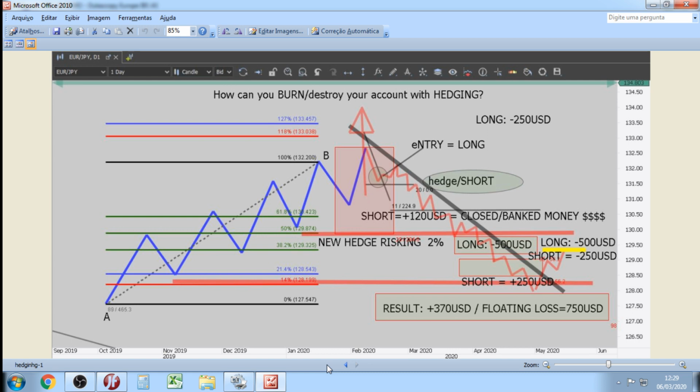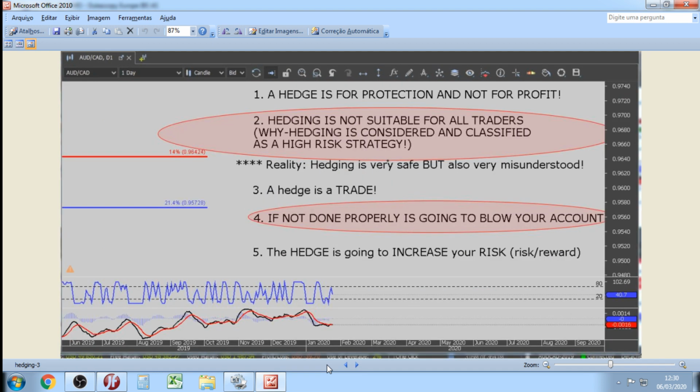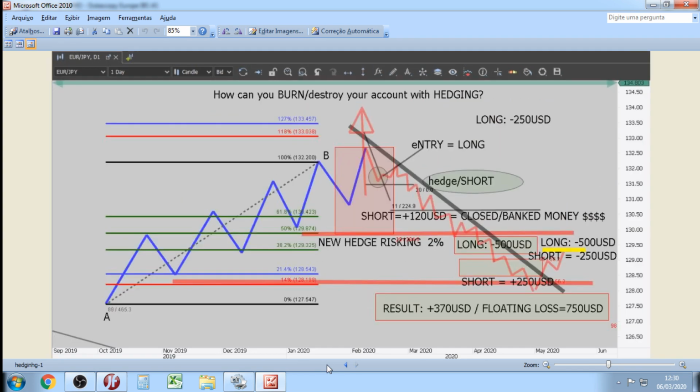This is where hedging is dangerous. Hedging is an advanced technique, everybody, and it's not suitable. Number 2, it's not suitable for all traders. Even some professional traders are not hedging, because hedging is considered and classified as a high risk strategy. Why is that? Because of this.